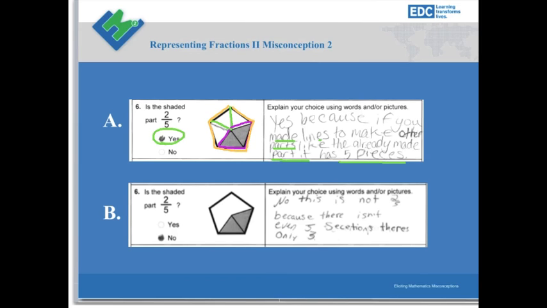Student B chose the incorrect response, no, stating, "This is not 2/5 because there isn't even 5 sections, there's only 3." This is evidence student B did not recognize the amount of the shaded area compared to the entire area.